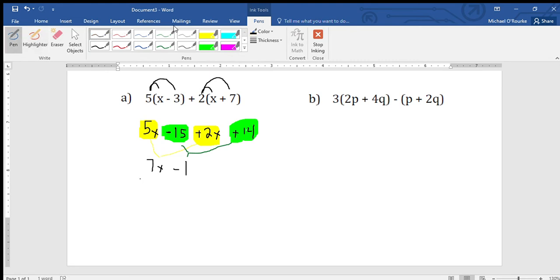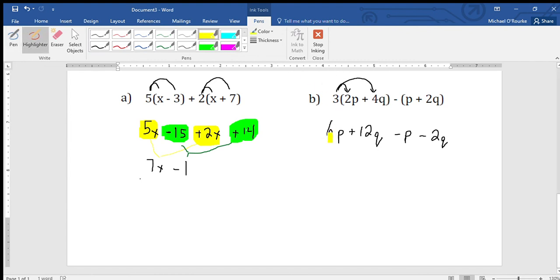So last example here. So it's rainbow first. 3 times 2, 6, and then p. 3 times 4, 12q. Oh, here's that lone negative in front again. So that means this is going to stay the same. We're just going to swap the signs. So negative p minus 2q.